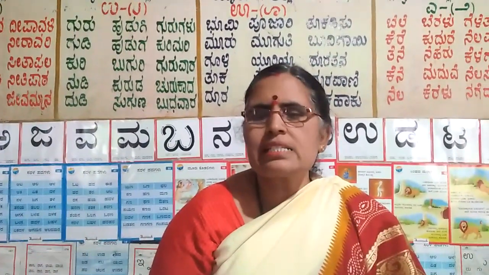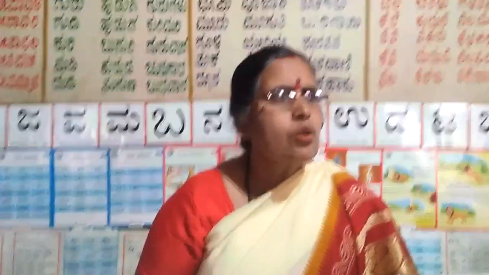Are you ready? In the previous class, you learned C, O, A, P, T. Five letters. The sound of C is K. The sound of O is O. The sound of A is A. The sound of P is PA. And the sound of T is T.